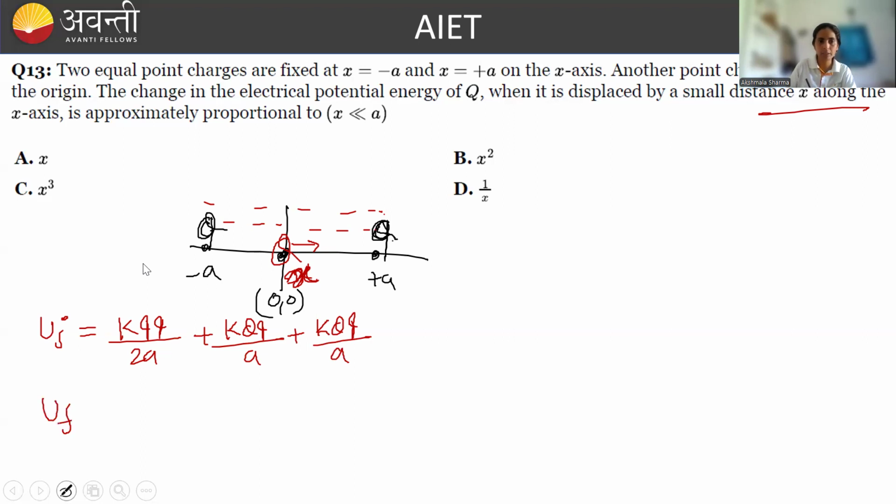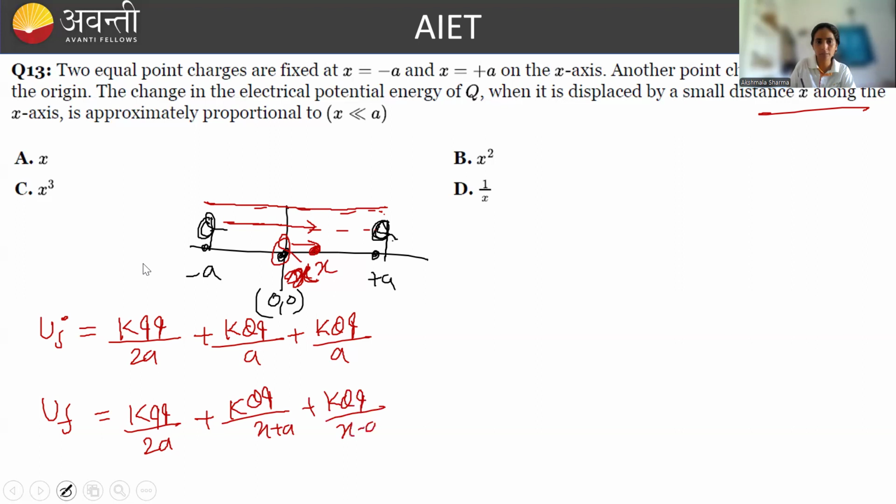Now what will be the final potential energy? Finally also separation between two charges at plus a and minus a is not changing. So that is KQQ by 2a plus, if it is moving here by x, then this separation will become x plus a. So KQQ by x plus a and then another is KQQ by x minus a. So we have to see की potential energy का difference कैसा दिखेगा. So difference you take now UF minus UI. So अगर इन दोनों का आप difference लेते हो, this will get cancelled, है ना, because they are equal.